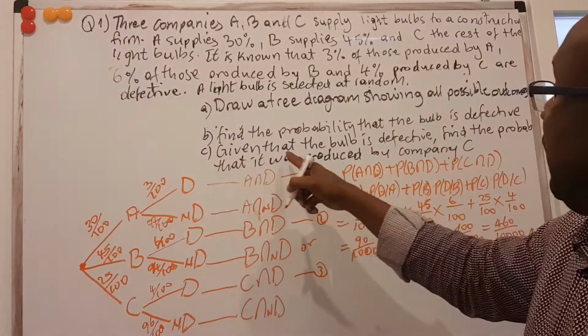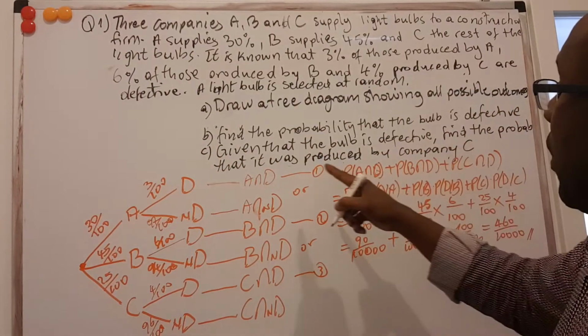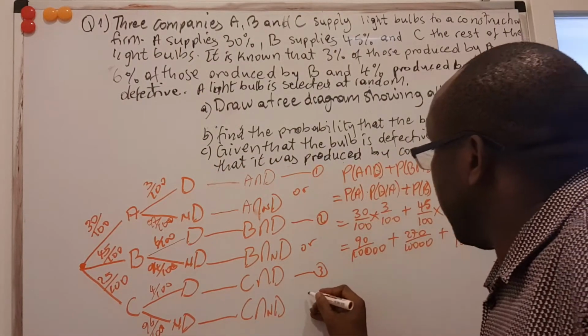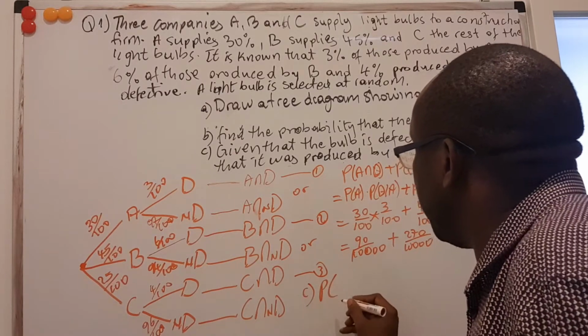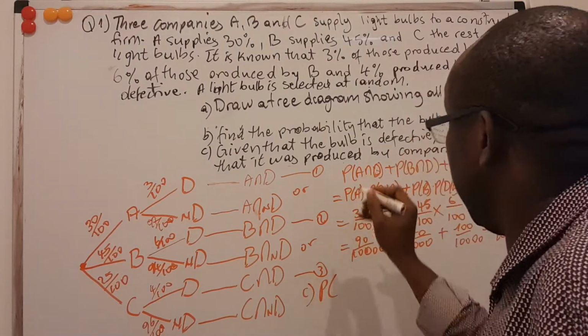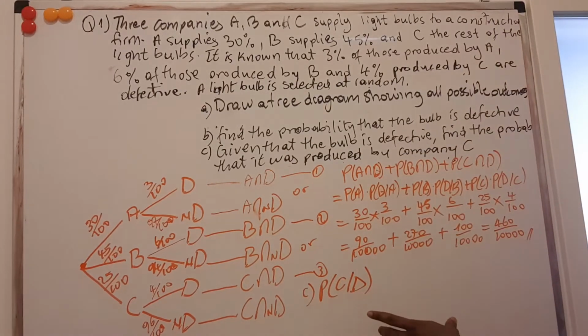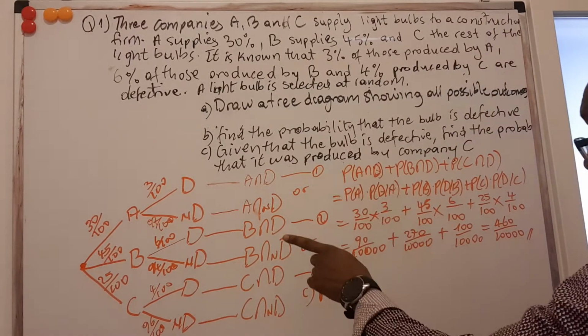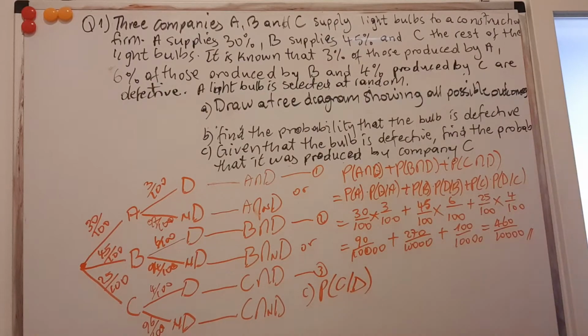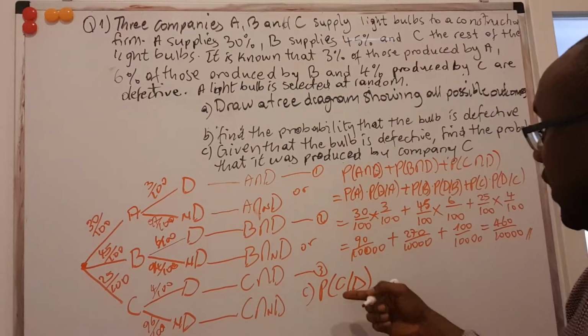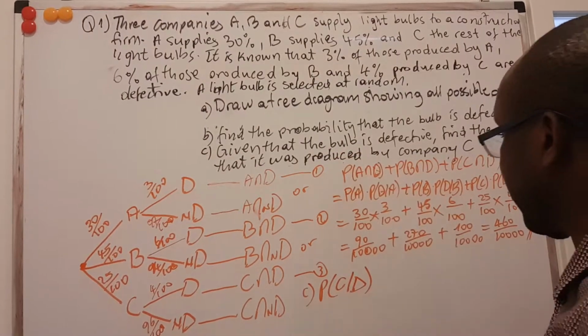Now part C says, given the bulb is defective, find the probability that it's produced by C. So we're actually looking for the probability of C, given that it is defective. That's what we're looking for. So given that the bulb is defective, find the probability that it came from C. So the probability of C, given that it's defective, this is what we need here. That's what the question says.